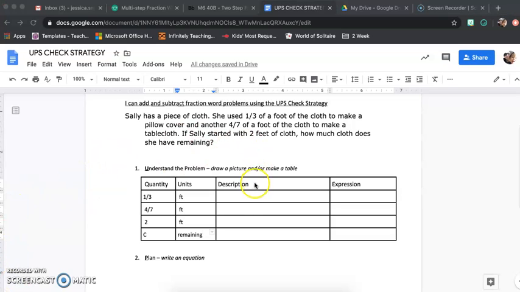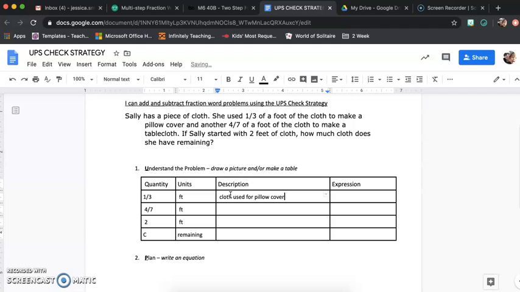All right, so our next step is going to be our description, which is what these numbers stand for. So I'm going to come back to my word problem. Notice this is really making us go back and look at that word problem multiple times to make sure we really understand what it's asking, instead of doing a quick read and then doing the work and realizing, oh, it wasn't even asking me that. So she used 1/3 of a foot of the cloth to make a pillow cover. So this, the 1/3 of a foot, was the cloth used for pillow cover.